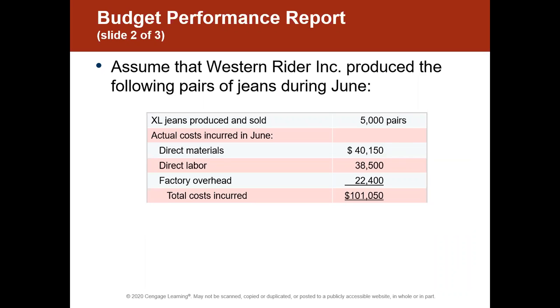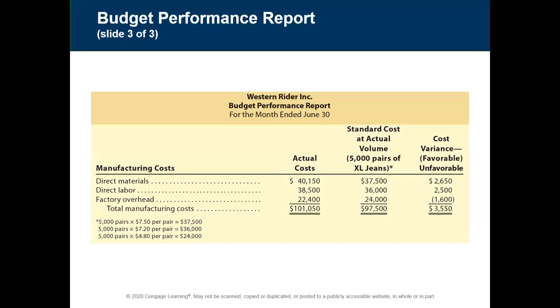All right, so here's Western Rider Inc. They produce the following pair of jeans. They have 5,000 pair. Their direct materials are $40,150. Their direct labor is $38,500. Their factory overhead is $22,400. So their total costs incurred are $101,050. So here's our data.